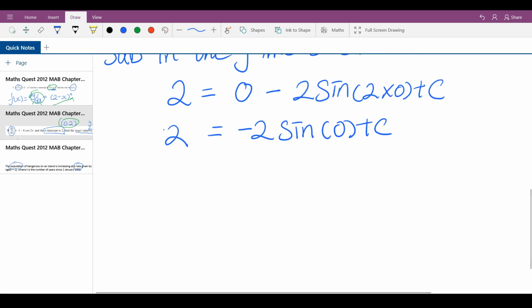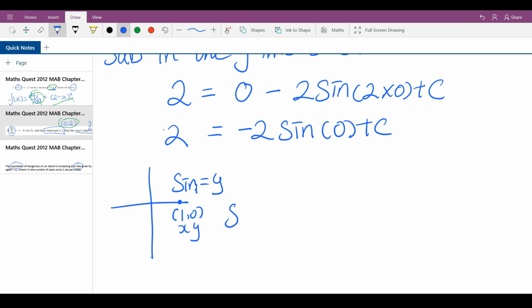Now, when you get to this stage, you have to ask yourself, what is sine 0? How I remember it is, you can use the unit circle way. Sine always represents the y value. We started here, which is 0 degrees. Remember our coordinate of this point is 1, 0, x and y, and our y value is 0. So therefore, sine 0 is 0.